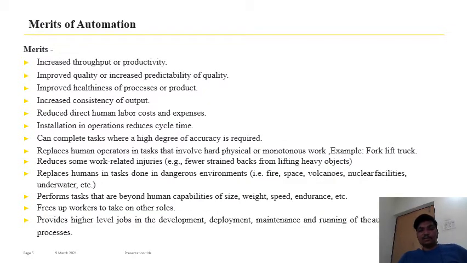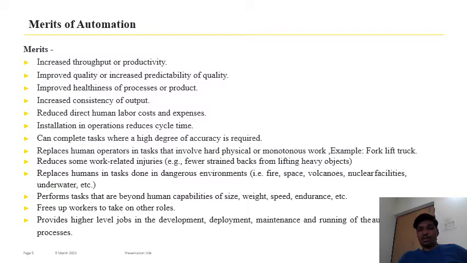Merits of automation are many, a few being mentioned here in this slide. Increase productivity, improve quality, improve healthiness of processes and product, increase consistency of output, reduce direct human labor cost and expenses, so I can minimize that part also, and that will be added to my profit. Installation of automation reduces cycle time, which is one of the most important parameters taken care of when I am introducing automation to shop floors.